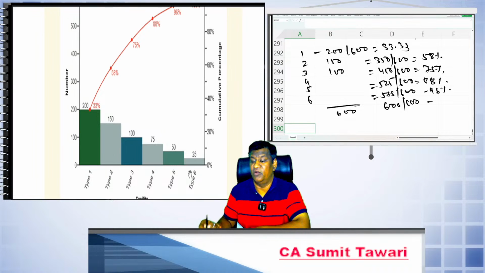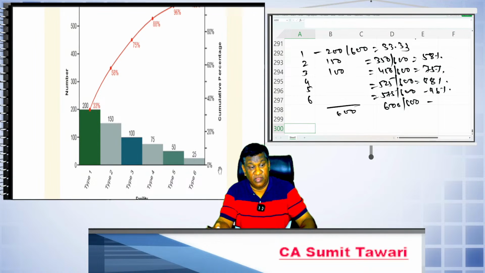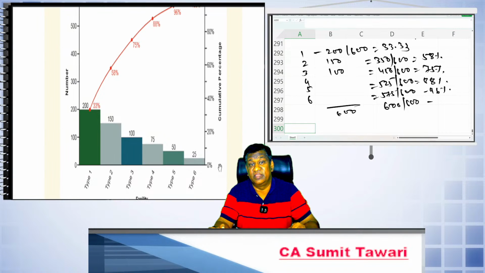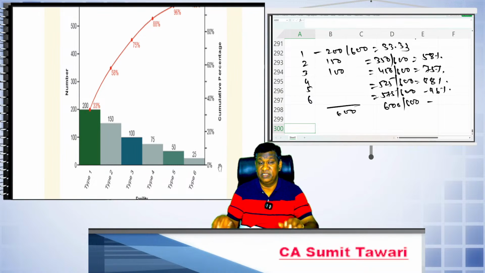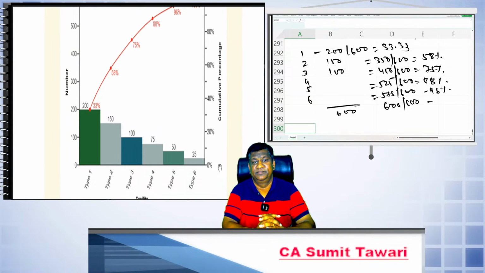So I am comparing all my defective product, and calculating the ratio with the cumulative effect, starting with the highest level of defective product in type 1. If I recover type 1 only, I am going to achieve 33% efficiency. If I recover type 1 and type 2, I am going to achieve 58% efficiency. If I recover 1, 2 and 3, then 75%. So whatever my desired target may be, if my target is 33%, I need to take action on type 1 only. If my desired target is 58%, then type 1 and type 2. And if my desired target is 75%, then type 1, type 2 and type 3.